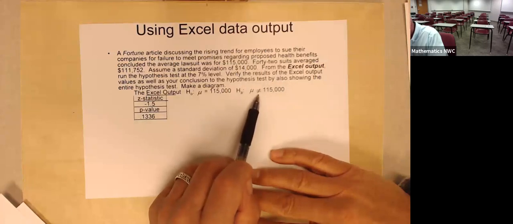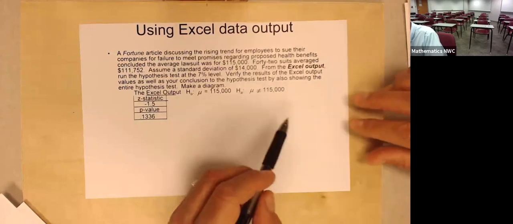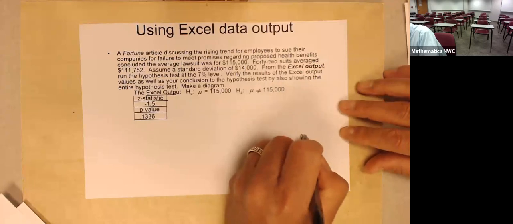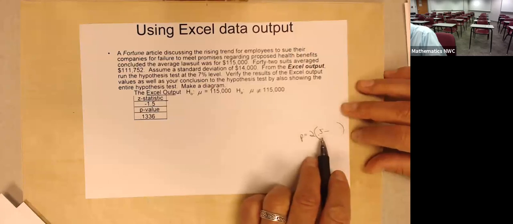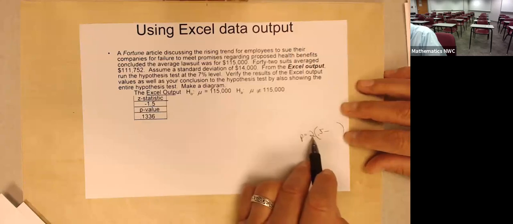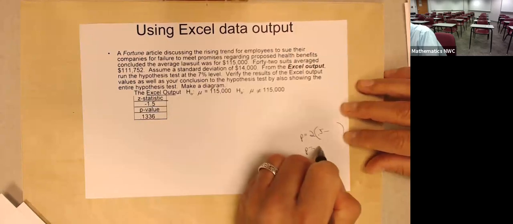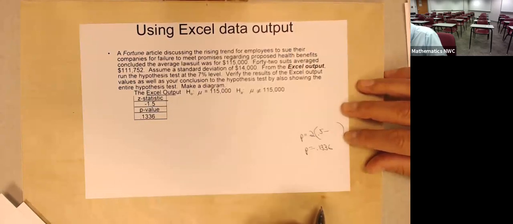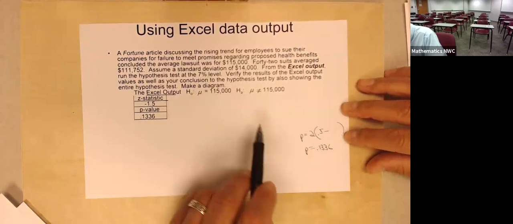It was a two-tailed test, agreed, because I have unequal and I have greater than. Remember with a two-tailed test, our p-value was always 2 times 0.5 minus something because it was two-tailed. Well, this p-value has already done that multiplication by 2. So this p-value would have turned out to be 0.1336. Obviously not less than the alpha level of 7%. I would have had insufficient evidence. I would have had to continue to assume that the mean was 115,000.